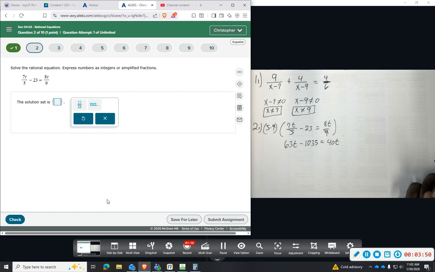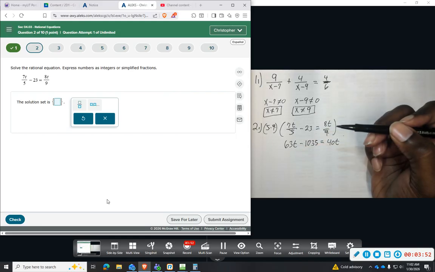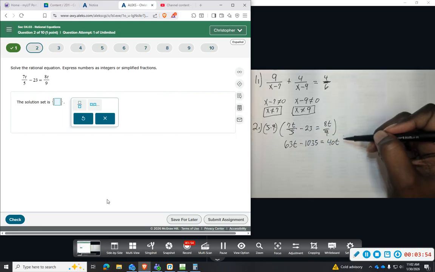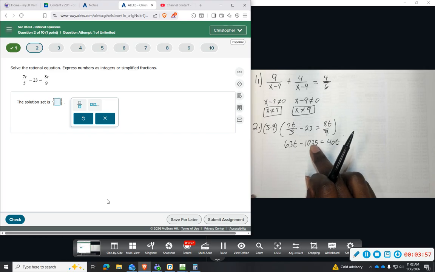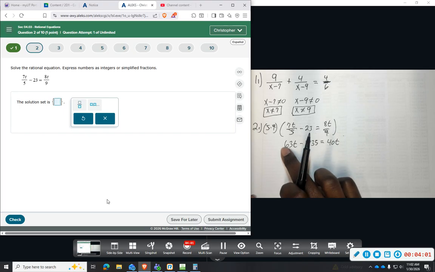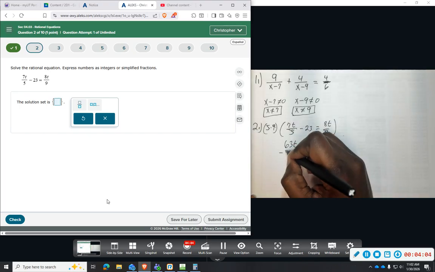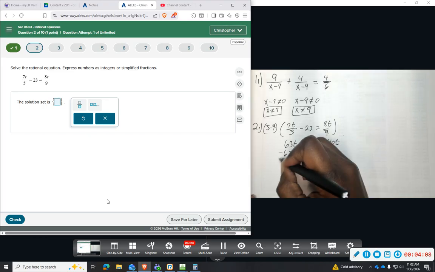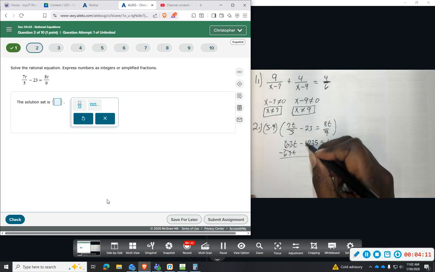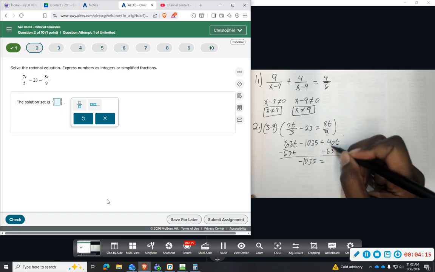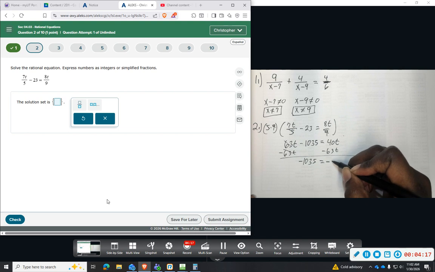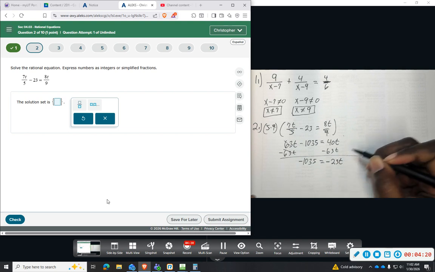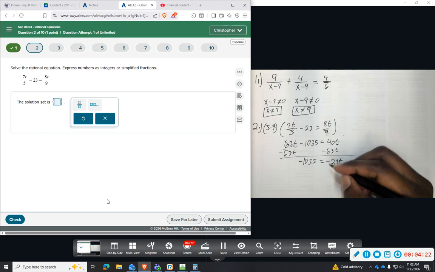Now at this point we have a linear expression. I'm going to move my variables to one side. Since the number's already here, I will leave it. Usually I try to avoid the negatives, but it'll work out. We're going to subtract 63t from both sides. That zeroes out. Bring down the negative 1,035. That's going to equal a negative 23t, and then we'll divide by negative 23.